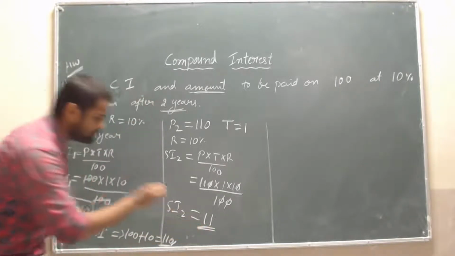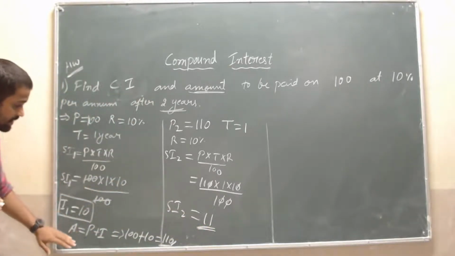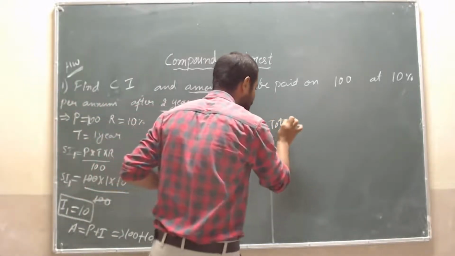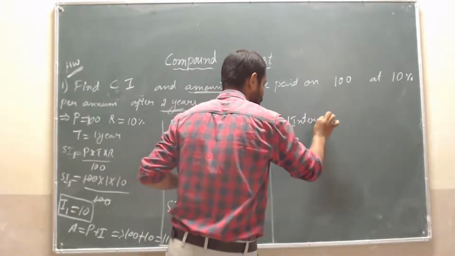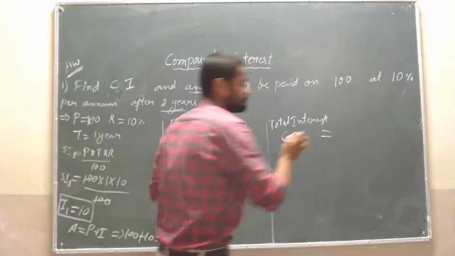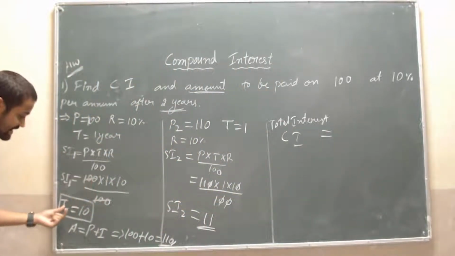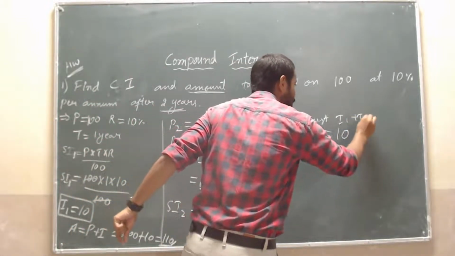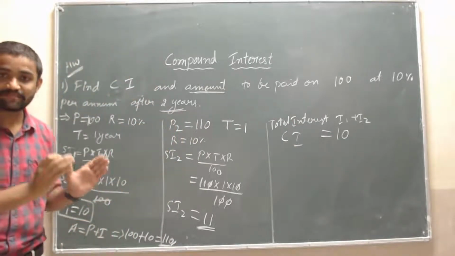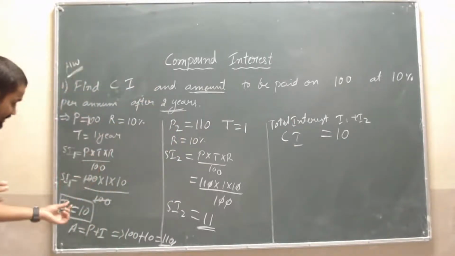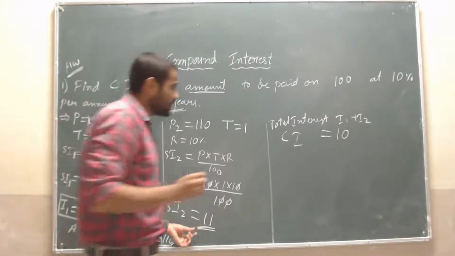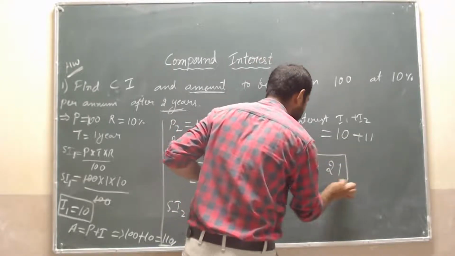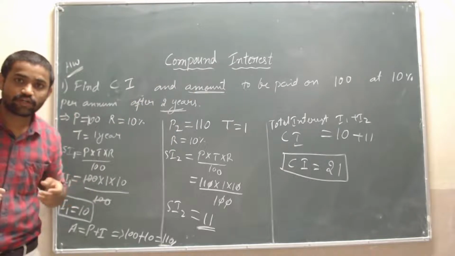Okay, sir. Isn't it? Then what's the total interest? Sir, total interest is nothing but compound interest. Total interest. For first year interest is 10 rupees. That is I1 plus I2. Simple interest first plus simple interest 2. Is it clear? Sir, I1 is 10 rupees and I2 is 11 rupees. And compound interest is 21 rupees.